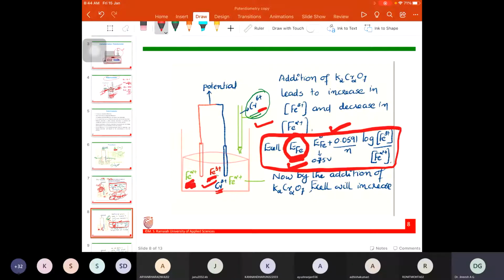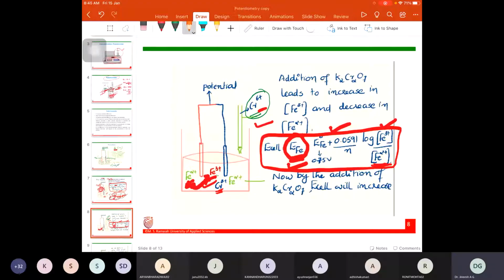Now, what happens to the Fe2+ concentration when you are adding potassium dichromate? Whether it is decreasing or increasing? Whenever we are adding potassium dichromate solution, Fe2+ is converted into Fe3+. Am I right? Yes, sir. So what happens to the concentration of Fe2+? It decreases. What will happen to the Fe3+ ion concentration? It increases. So the numerator is increasing, denominator is decreasing.